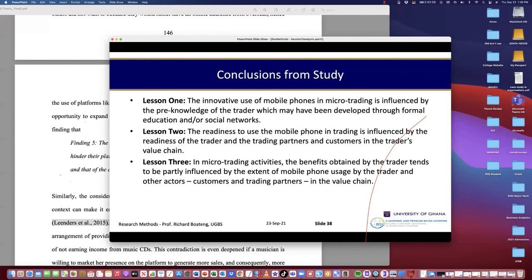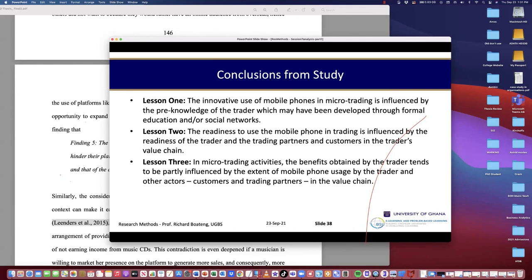Number three, in micro trading activities, the benefits obtained by the trader tend to be partly influenced by the extent of mobile phone use by the trader and other actors such as customers and trading partners in the value chain. So these are key conclusions that came from the study. And usually these are what we also use in one's study as the key findings. Some of them we call the lessons.